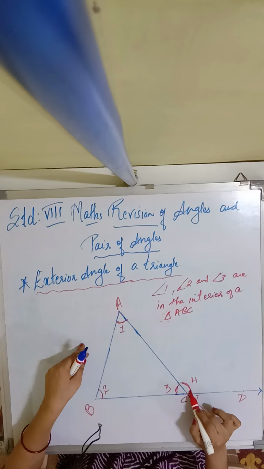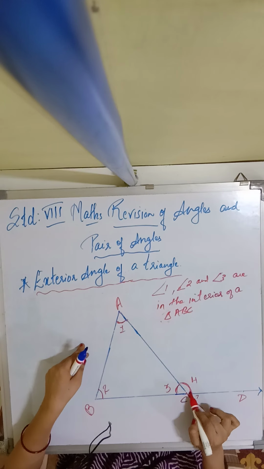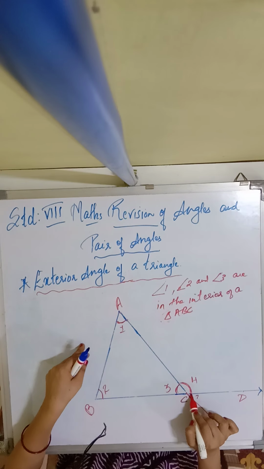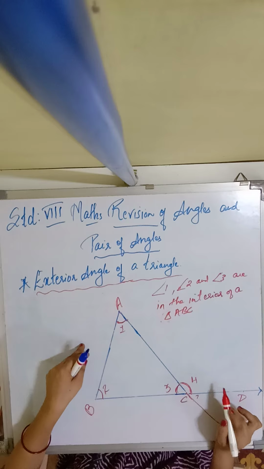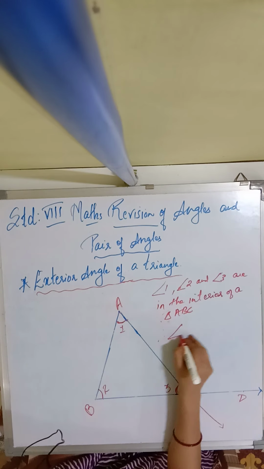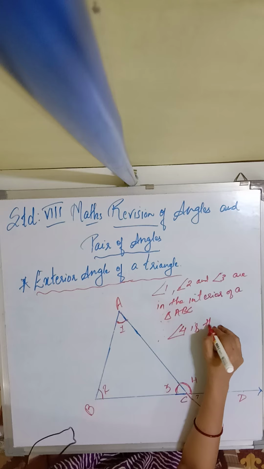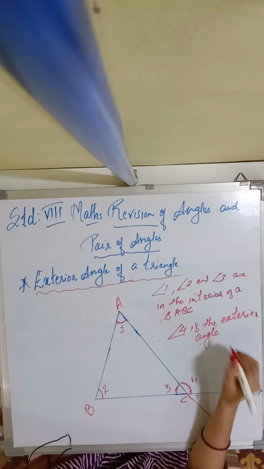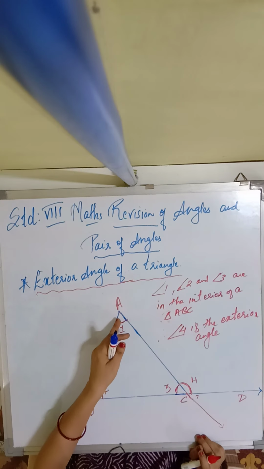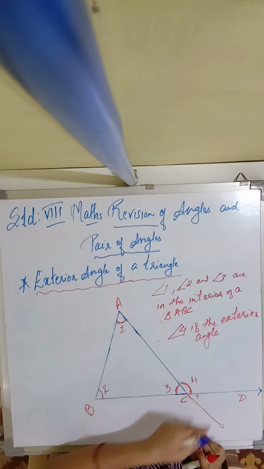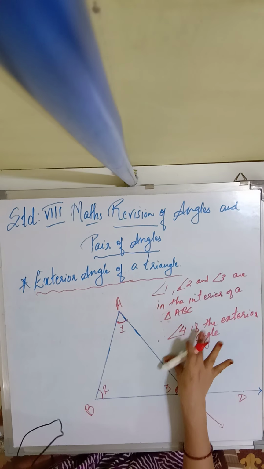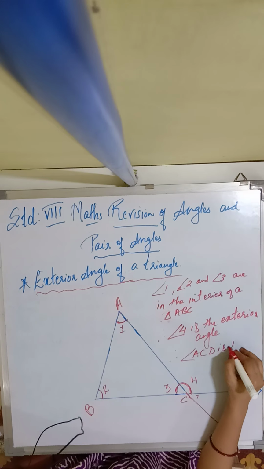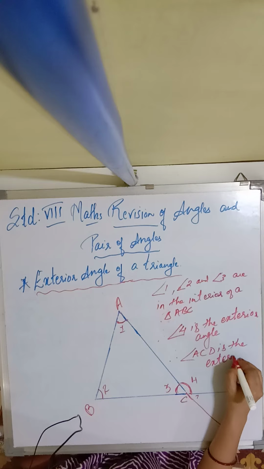This angle is not inside the triangle, it is outside the triangle. So this angle 4 is called the exterior angle. Therefore angle 4 is the exterior angle. Now if you name it in letters, what is the name of this angle 4? It will be angle ACD, which is the exterior angle.